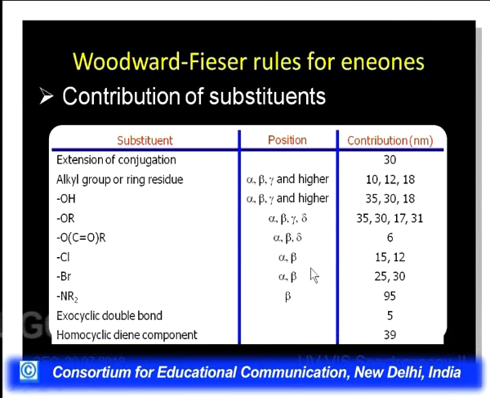These tables are available in all spectroscopic textbooks, so I don't have to read them out. So basically the point I want to bring home here is that in the case of enones, the effect of substituents will depend on how many of them are there and where they are located. So both of these things are to be taken care of.